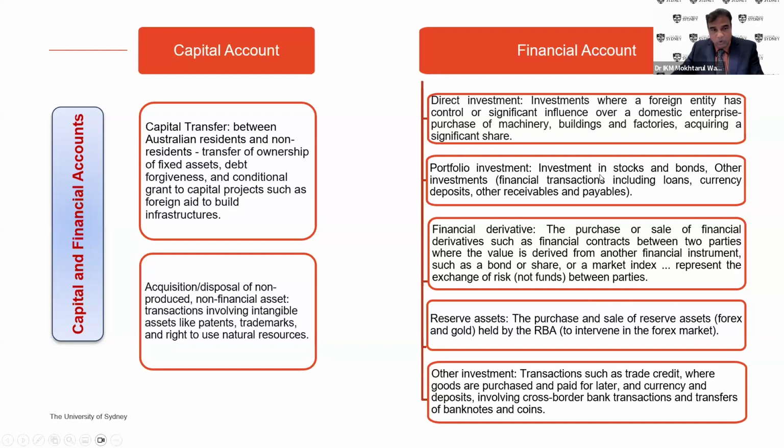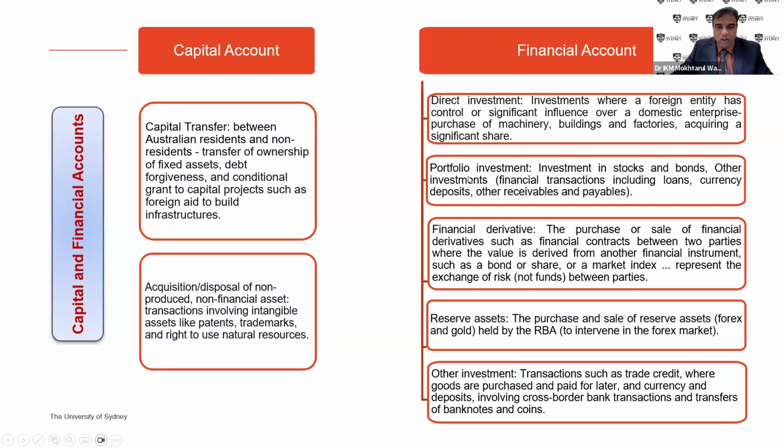The second component of the capital and financial account is the financial account, which is more comprehensive in nature. It has multiple parts. The first one is direct investment. The direct investment component of the financial account really refers to foreign direct investments, right? So if you see a liability, that's a foreign capital inflow, and an asset is a foreign capital outflow.